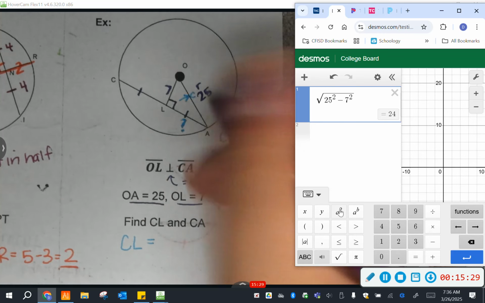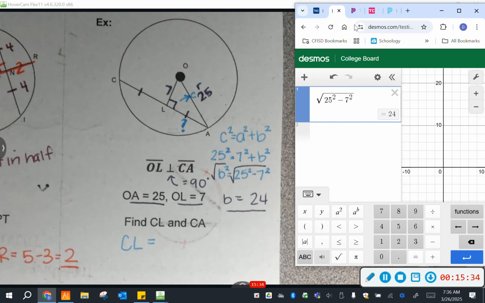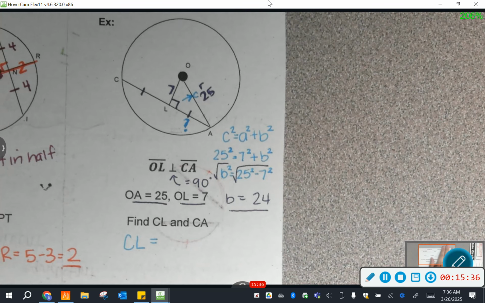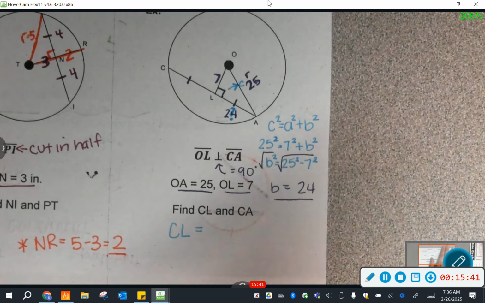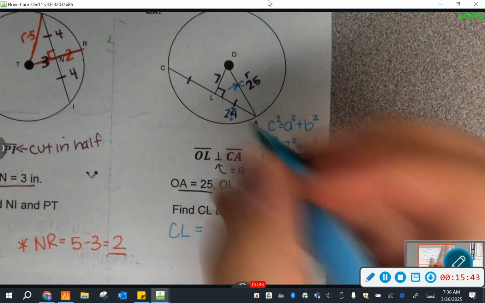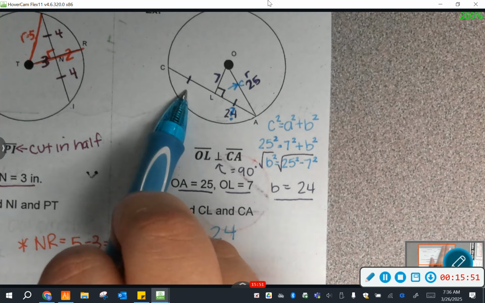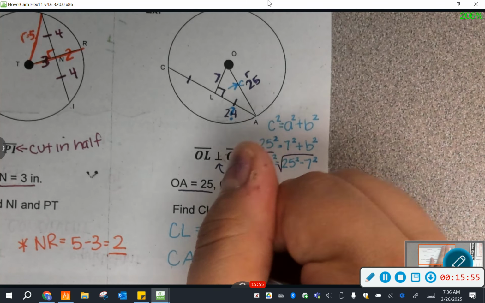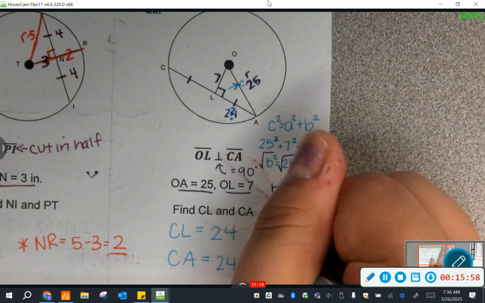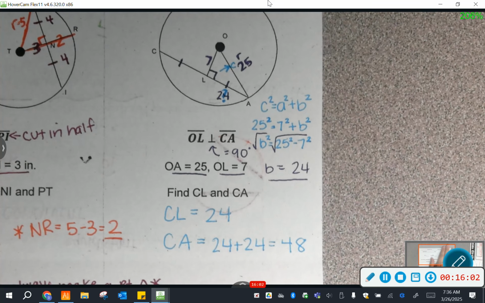So I square rooted it, and I'm getting 24. So if this side is 24, what's my CL? 24. Remember, they're the same. We added tick marks. So if CL is 24, LA is 24, what is the whole thing? What is CA? 48. You just add them together, or you can just multiply by 2.